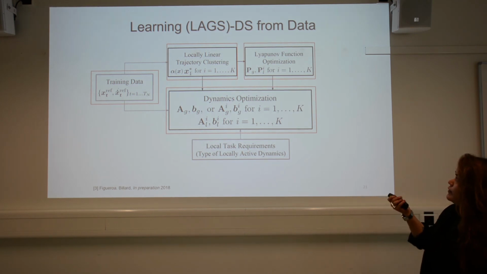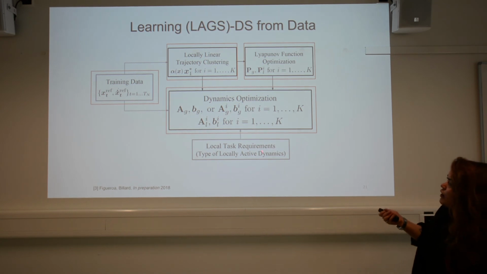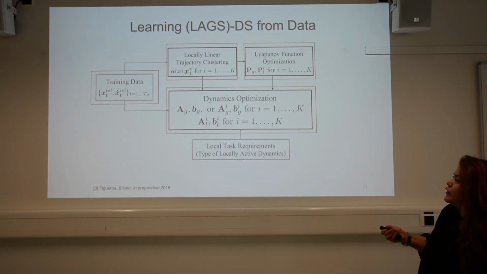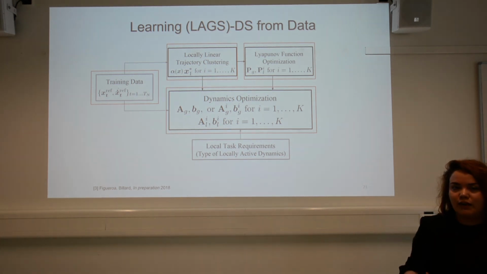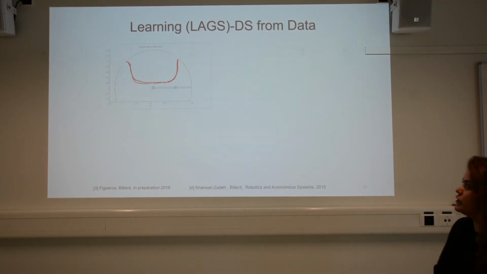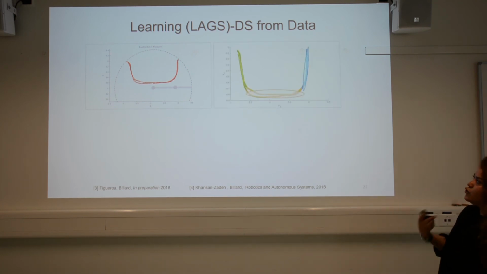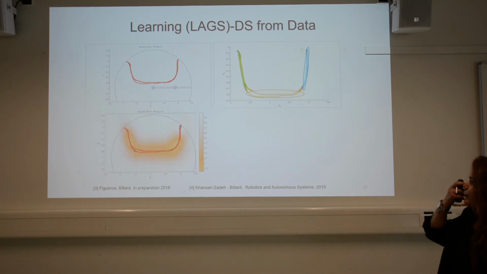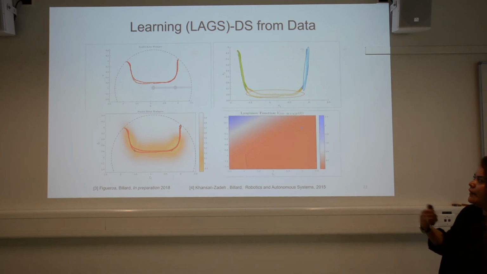while being stable. And at the same time, the human has to select what type of locally active behavior you want. So if we have all these components, then we can learn all of this from demonstrations. Here we can see, for example, we have a demonstration of this nonlinear trajectory. Then we extract the locally linear models of the nonlinear trajectory. We find the local attractors and the global attractor here. And then we learn the Lyapunov function.